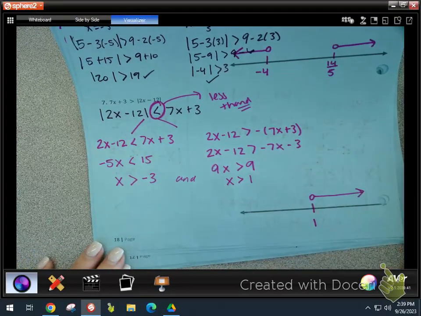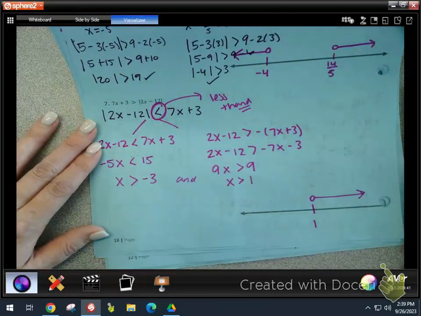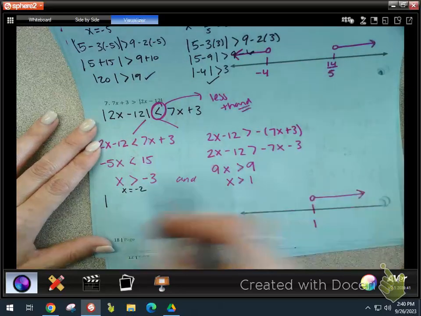I don't foresee that happening on Delta Math. I haven't seen it so far. But it is a possibility, so we're showing you. But again, the checking is really important with that. So I'll check it up here. We'll check with negative 2.